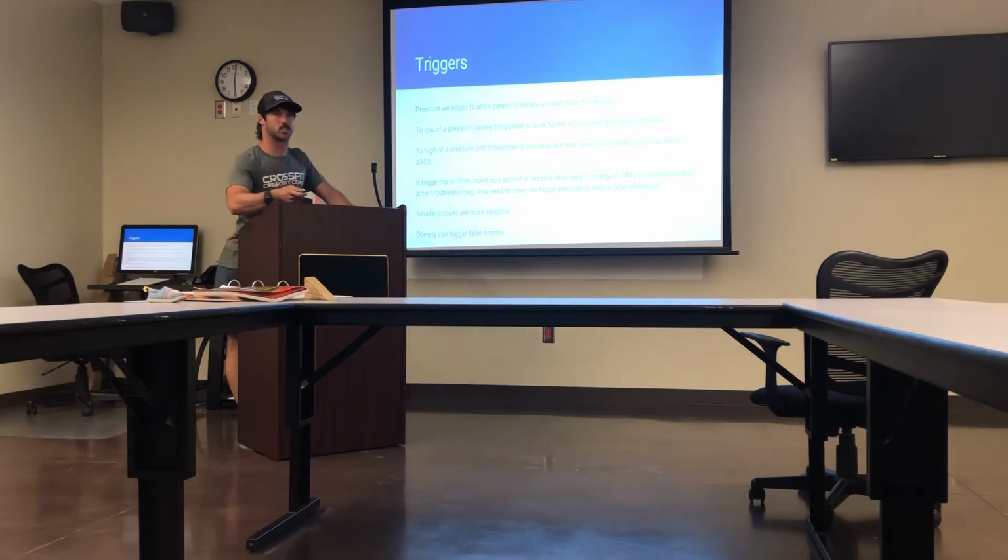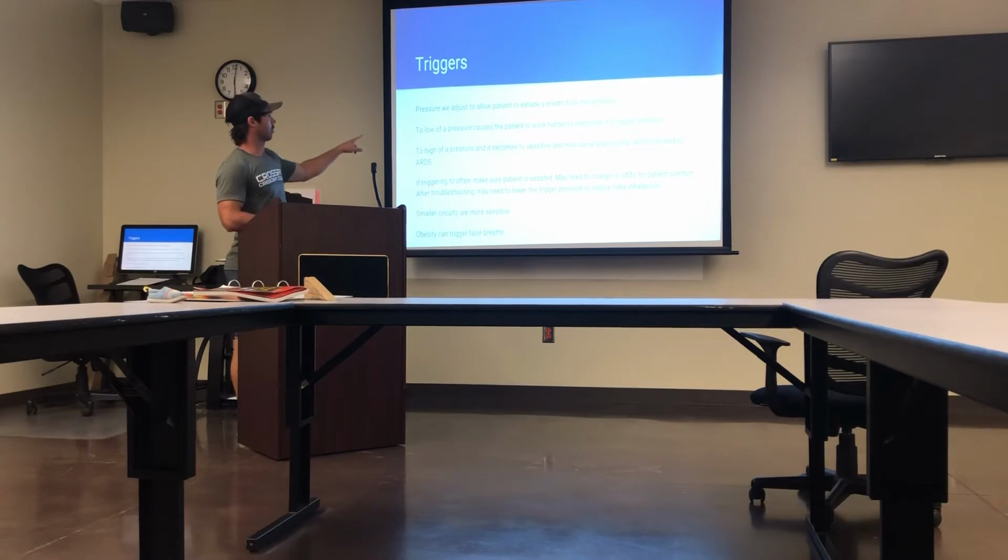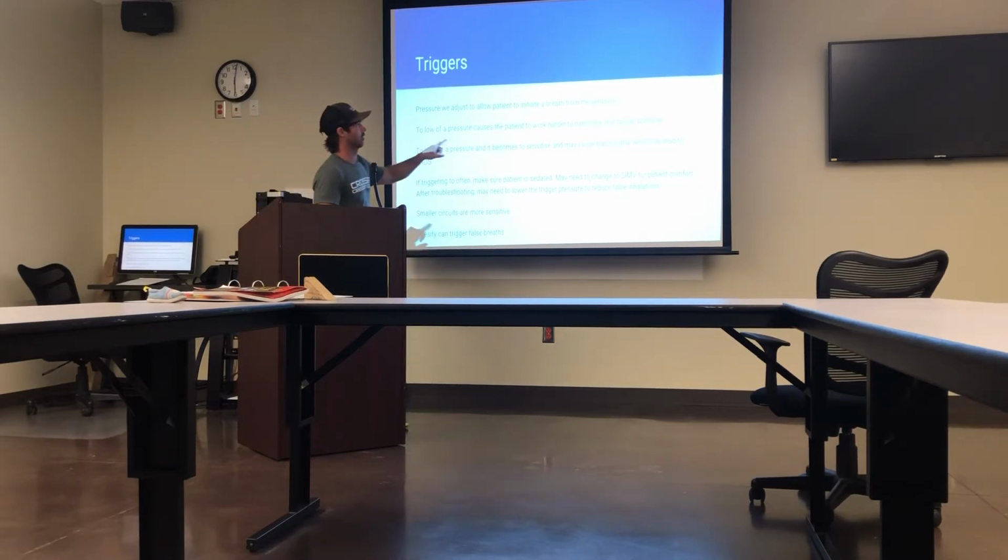Triggers, so you can adjust your triggers on your ventilator. Triggers are what you set to determine what it takes for the patient to initiate the breath on a ventilator. So too low a pressure causes the patient to work harder to overcome the trigger. So if the patient has to pull a certain amount of millimeters of mercury, or a certain amount of mils, I guess I should say mils, of oxygen before that ventilator kicks on, if their trigger is low, it's going to require more effort for the patient to trigger a breath.